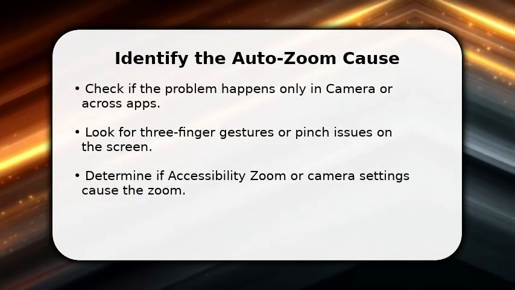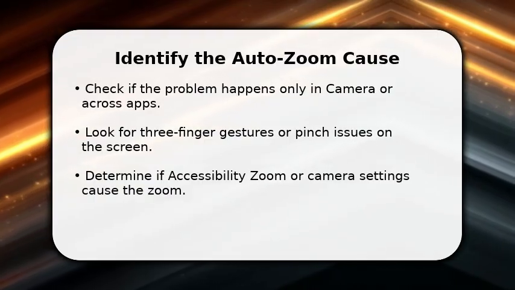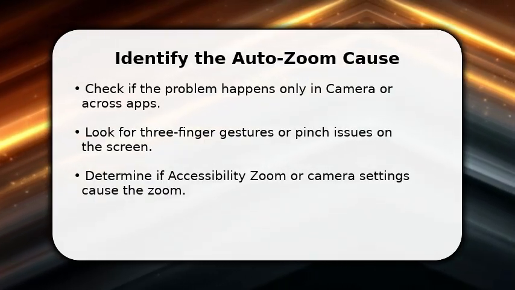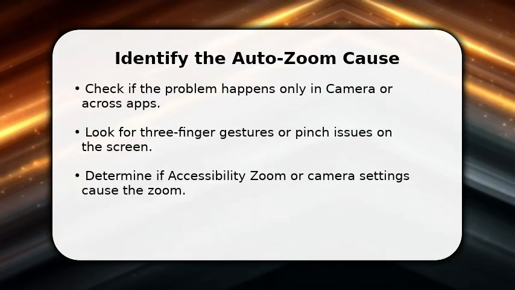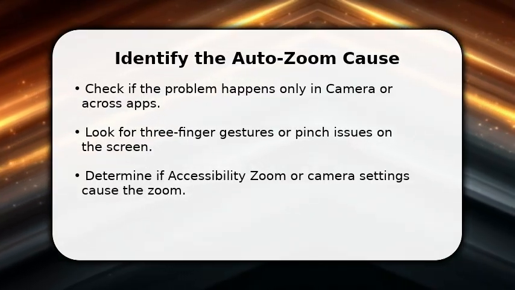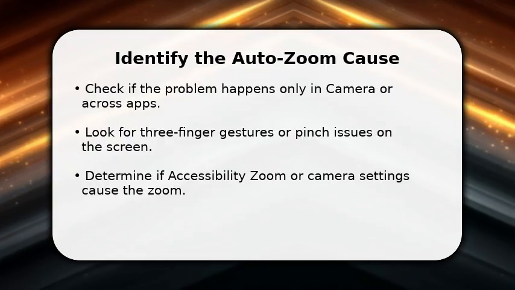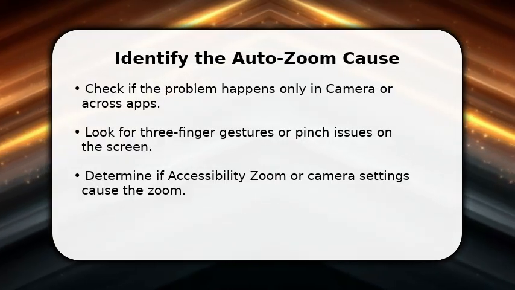Inspect the lens area for debris and wipe gently with a microfiber cloth. Restart the phone to see if a temporary software issue resolves the zoom. If the problem persists only in camera, continue to camera-specific fixes later in this guide.